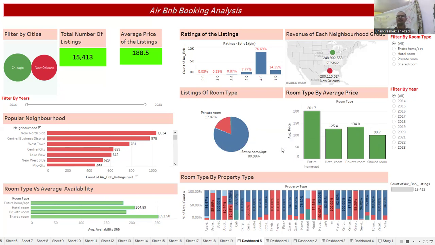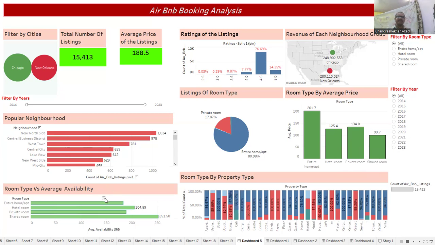If we talk about the average price by room type, the entire home apartment has an average price of 201, hotel rooms have an average price of 125.4, private rooms have an average price of 134, and shared rooms have an average price of 99.7. Here the shared room has the very least average price among the available room types.